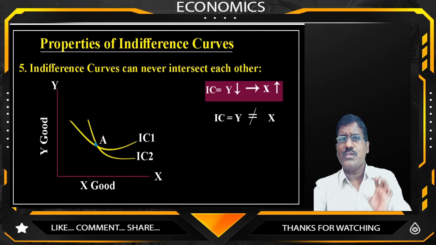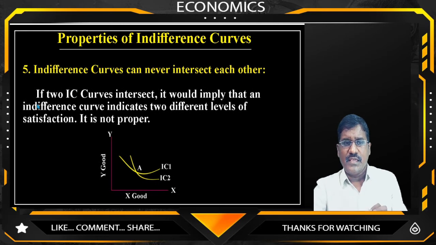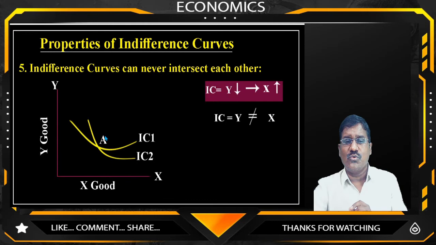But any two indifference curves do not intersect each other, otherwise satisfaction would not be equal. That is why, if two IC curves intersect, it would imply that one indifference curve indicates different levels of satisfaction, which is not proper. Why? Because no two indifference curves intersect each other.